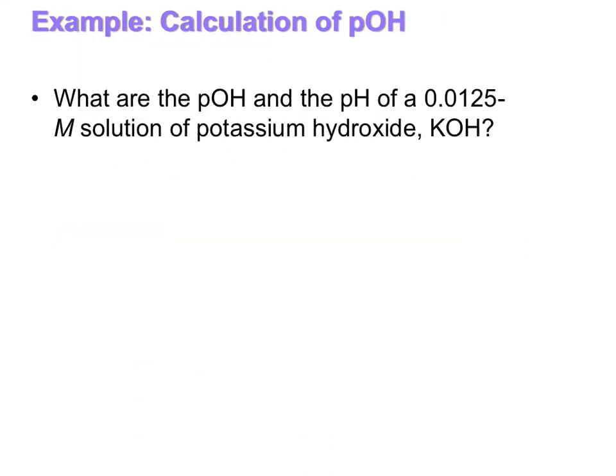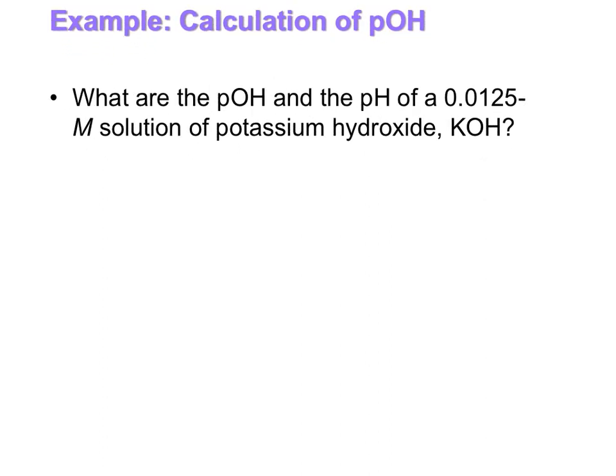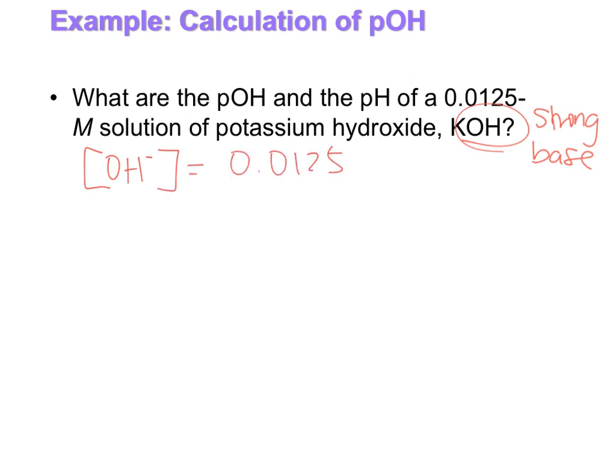And finally, we have another example. Here we have a concentration of potassium hydroxide. So what this is telling me is that I have the concentration of hydroxide. How do I know this? Because potassium hydroxide is a strong base. Strong bases completely dissociate. So whatever the concentration of potassium hydroxide is, that automatically tells me the concentration of hydroxide. So 0.0125 molar.